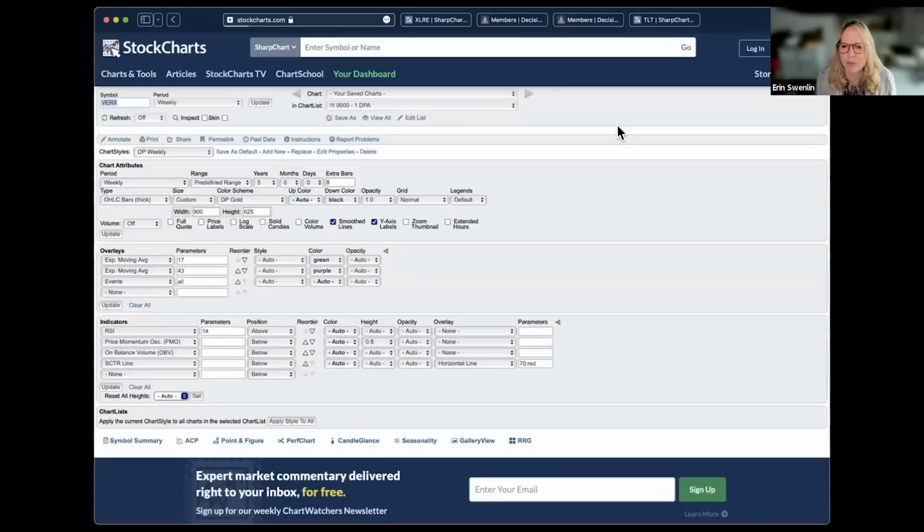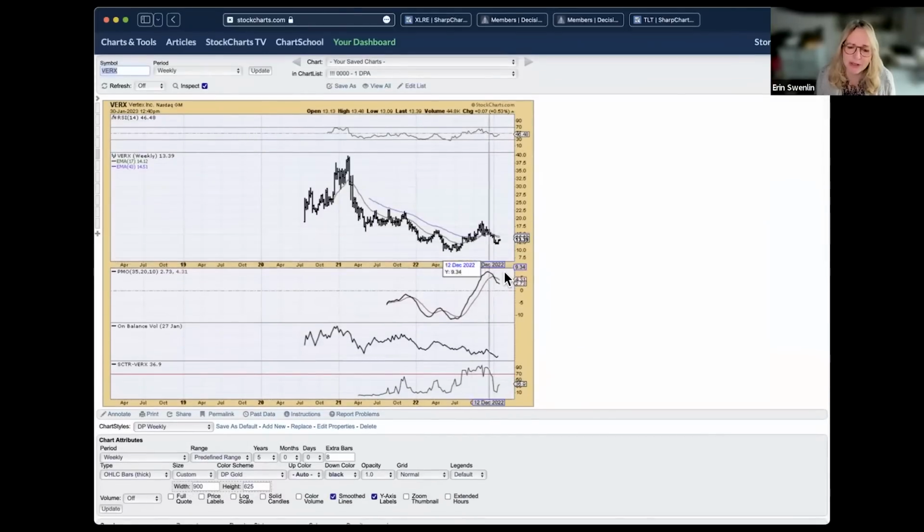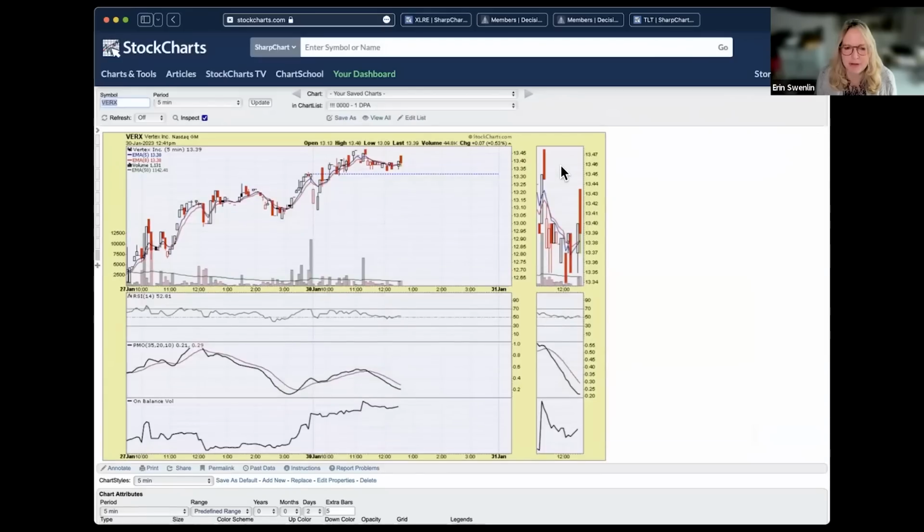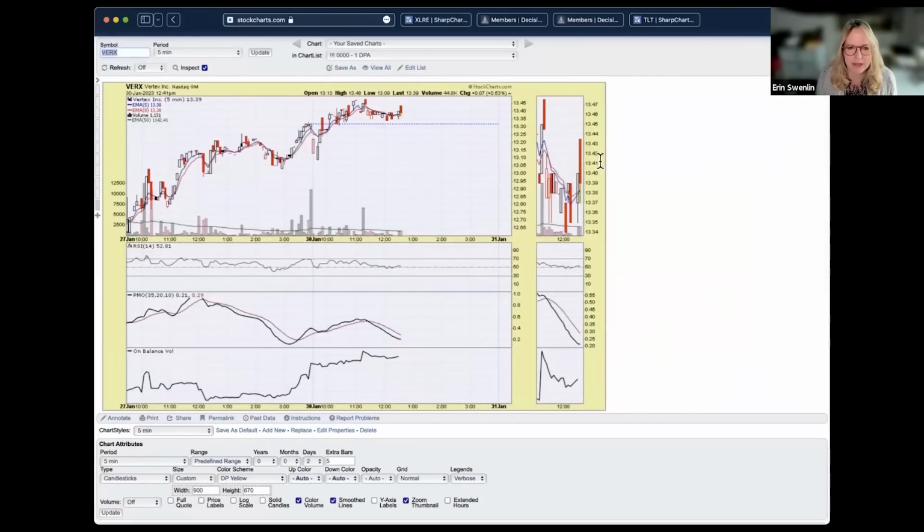Let's look at the weekly really quickly. The weekly is telling me it would be a short-term investment, mainly because we've got the big declining trend that hasn't been broken and the weekly PMO is falling. But if you were interested in this, let me get to a 5-minute candle very quickly. So this is where we determine our entries and our exits.